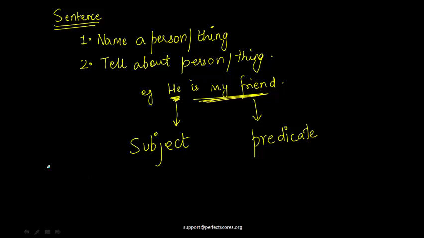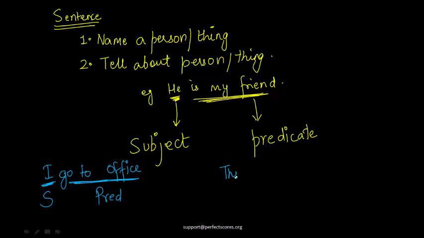Let's take another example. I go to office. Now the subject of the sentence is I, because the sentence is talking about the person I. And what is the sentence telling you? That the person goes to office. So this is the subject and this part is the predicate. Let's take one more example. The box is red. In this case, the topic of the sentence is the box. What do we know about the box? It is red. So you have the subject and you have the predicate.